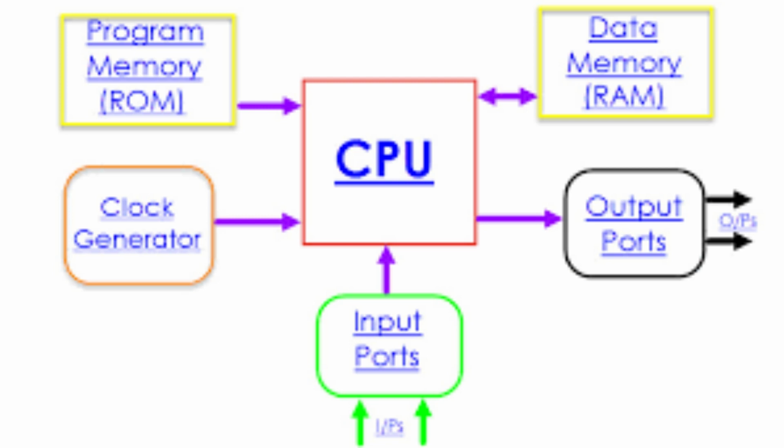RISC. Reduced Instruction Set Computing architecture. It uses a limited number of simple instructions that can be executed quickly. This allows for faster processing speeds and lower power consumption. CISC. Complex Instruction Set Computing architecture. It uses a large number of complex instructions that can perform multiple operations in a single instruction. This architecture offers more functionality but is generally slower.